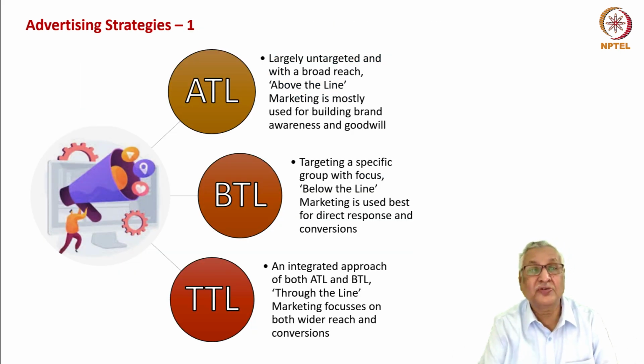What are the three types of advertising strategies? We have ATL, BTL, and TTL. Let me explain these three classifications. ATL, also called above the line marketing or advertising, is largely an untargeted advertisement approach with a broad reach. And this is usually used for building brand awareness and goodwill at one go. The second is the BTL type of advertising. It targets a specific group with focus, and this below the line marketing is used best for direct response and conversions of customers at various stages.